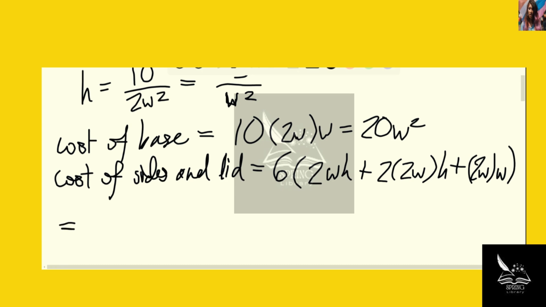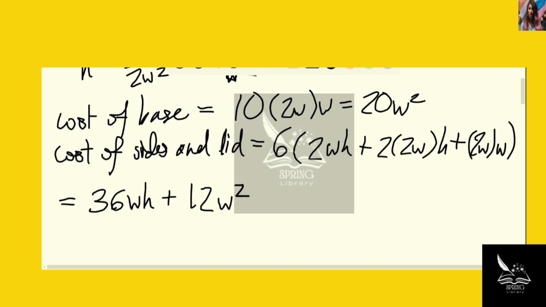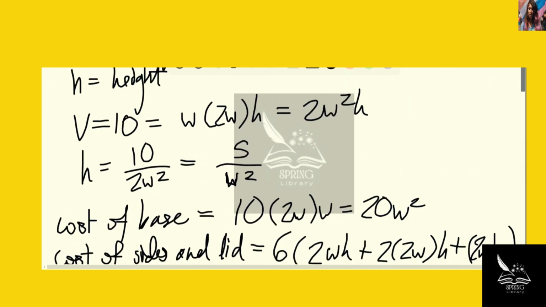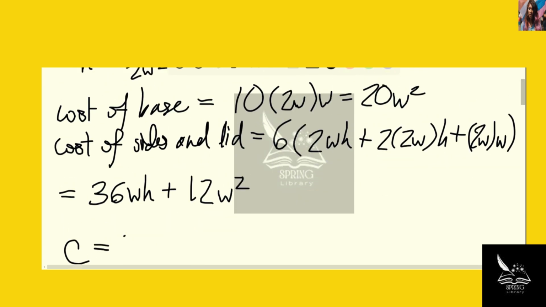And this simplifies to 2WH plus 4WH plus 2W squared. So we have 6 times 6 is 36 WH plus 12 W squared. And therefore the total cost, C, is the cost of the base plus the cost of sides and lid, which is 36 WH plus 32 W squared.